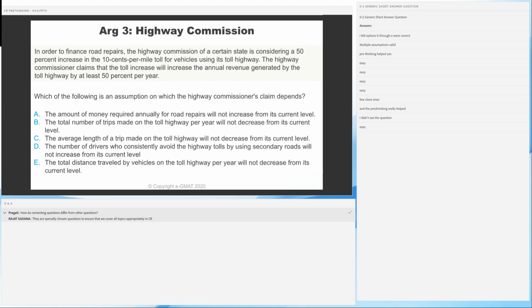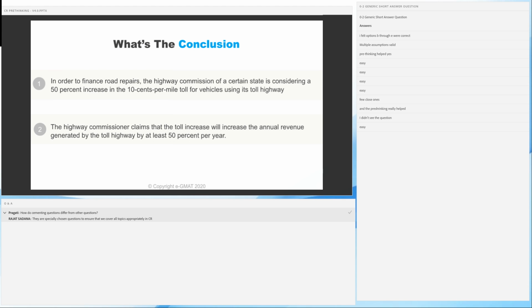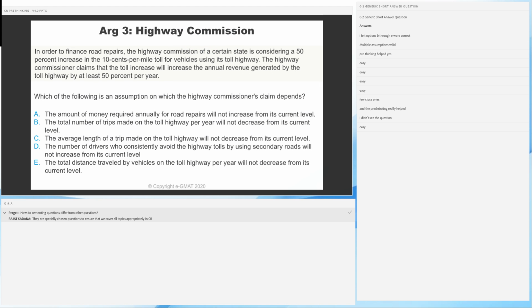And this is a great question to really understand that must be true aspect of it. Let's go with this. The question statement tells you what the conclusion is. Which of the following is an assumption on which the highway commissioner's claim depends? So the commissioner's claim is the conclusion. We have to figure out what the commissioner assumes while making that claim.